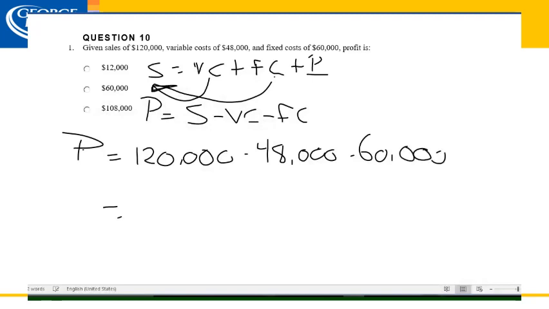Now let's put that into our calculator. Our profit equals 120,000 minus 48,000 minus 60,000. Our profit in this case equals $12,000. Okay, and we would select A as the correct answer.